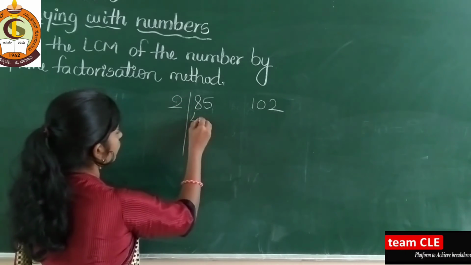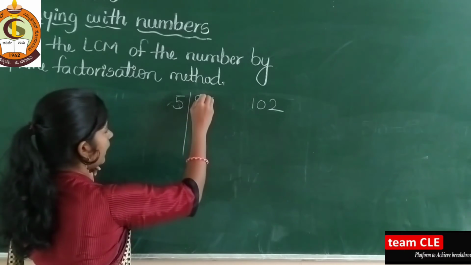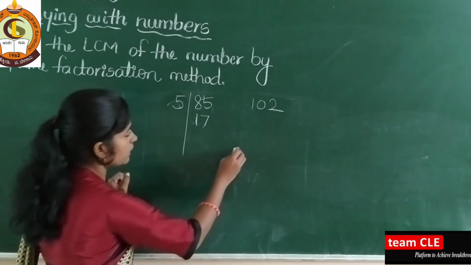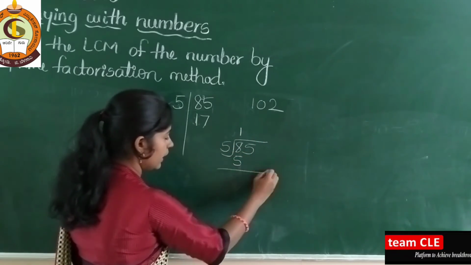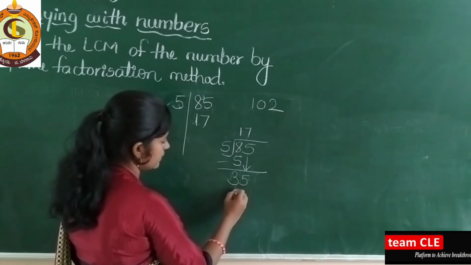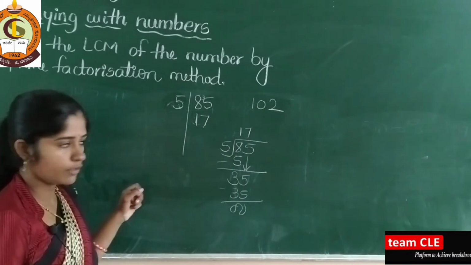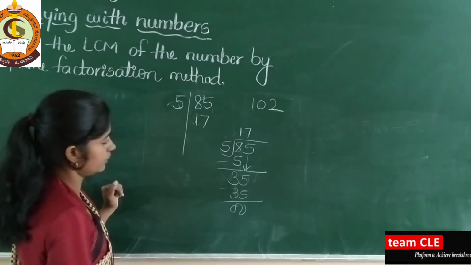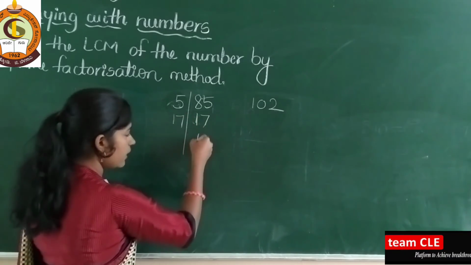So take 85, here 5 is there, means that number is divisible by 5. 5 ones are 5 and here 3, 5 sevens are 35. If you have not understood, then I will divide like this. Take here 5, 5 ones are 5. 8 minus 5 is 3 and again you take this 5 down. 5 sevens are 35, 0, 0. So that 17 I wrote here. If you are getting confusion, you do this as rough work and write its quotient here. So 17 is a prime number, so you take directly 17 ones are 17.